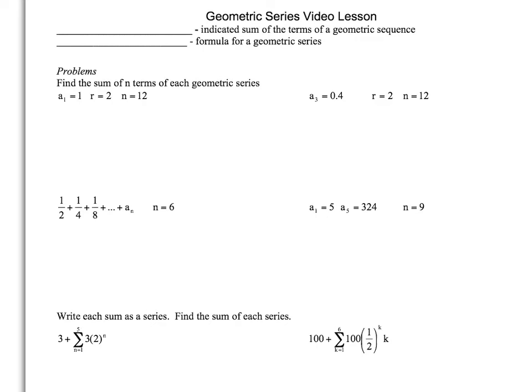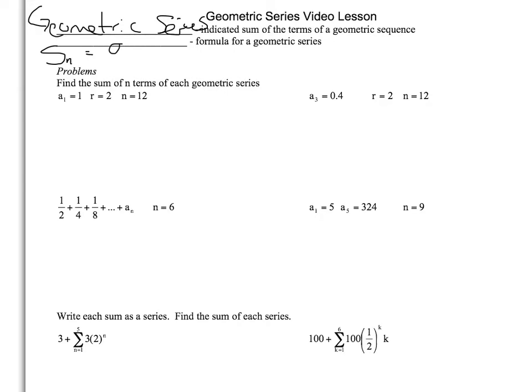Okay, today we are going to do geometric series. An indicated sum of the terms of a geometric sequence, meaning if you add up all the terms of a geometric sequence, you get a geometric series. The formula for a geometric series, I'm going to write it below. It is given to you on your reference sheet.